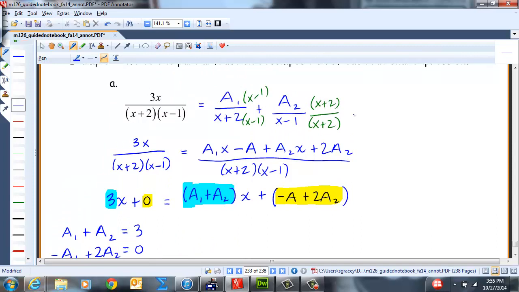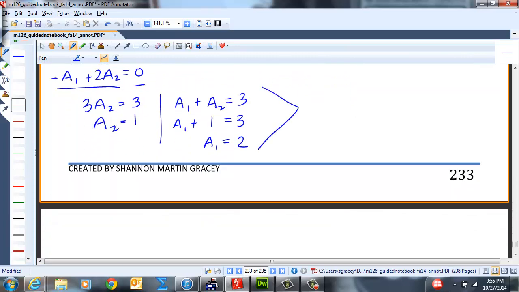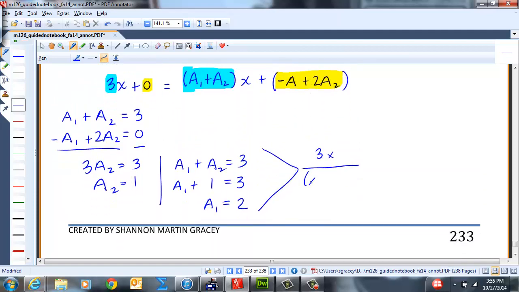Actually, we'll just do it down here. So what we found out is that 3x over, what was it, x plus 1, x plus 2 times x minus 1, is equal to 2 over x plus 2, and then plus 1 over x minus 1. And then we're all set. That's your answer.